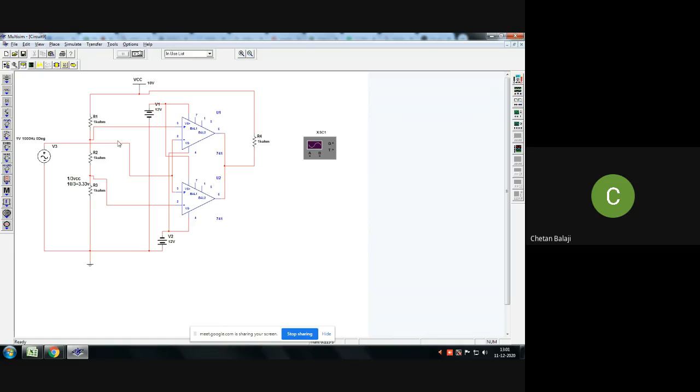Fine. When I come back here, place this text over here. This is 2 by 3 VCC, which is equal to 20 divided by 3, which is around 6.66 volts.